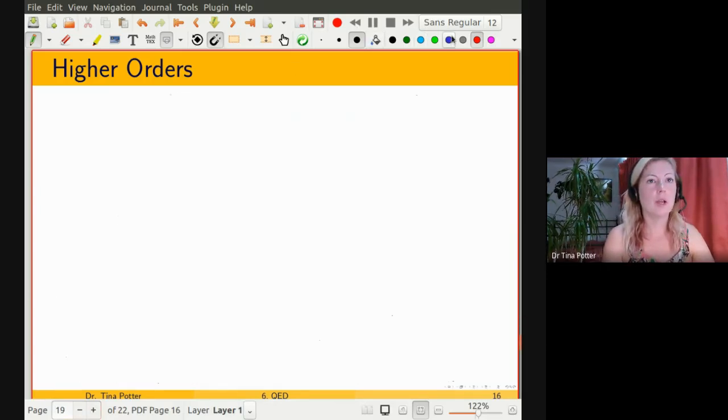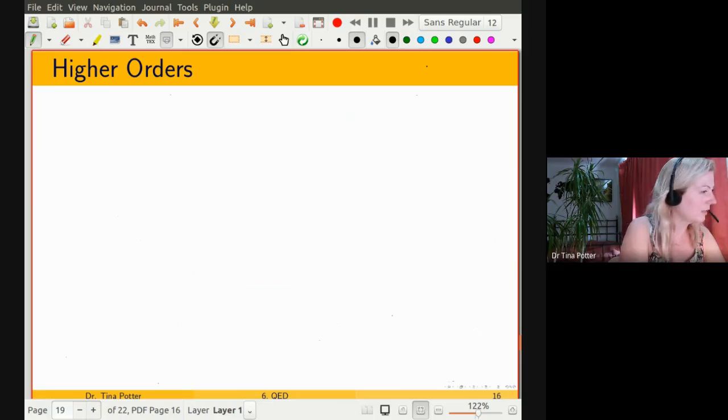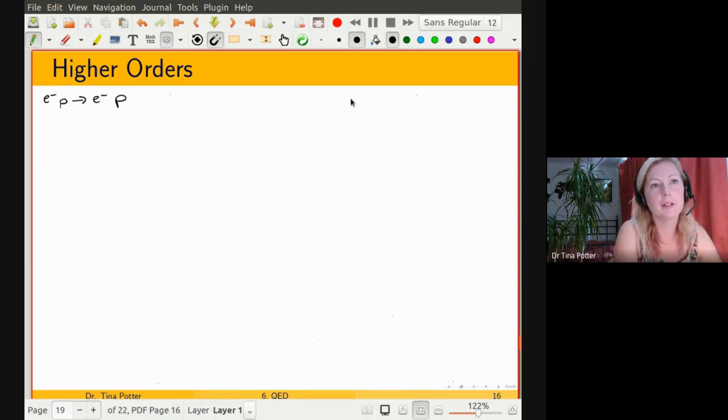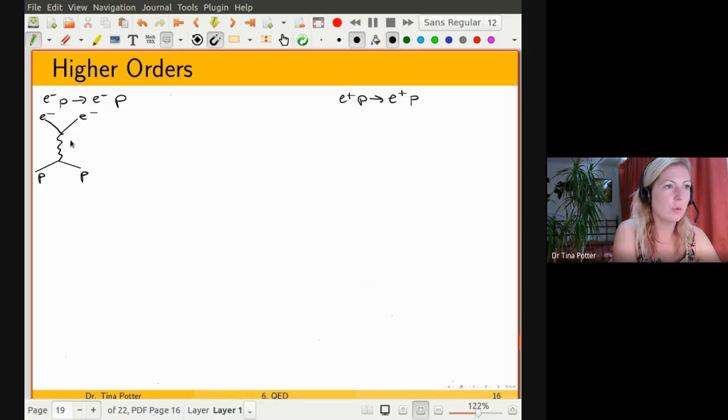I would like to go through an example here. We're going to go back to electron-proton scattering, and I want to compare it to positron-proton scattering. And I want to show you how the higher orders affect these two processes differently. Okay, so I'm going to draw a lowest order Feynman diagram here. The electron, we've drawn this already quite a lot. The electron exchanges a photon with a proton. And we've got a factor of E in both cases.